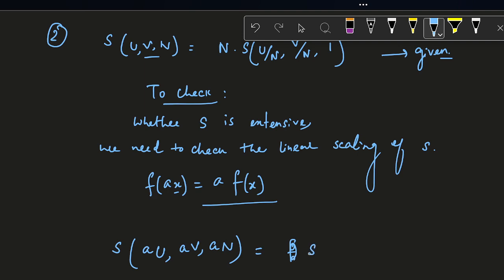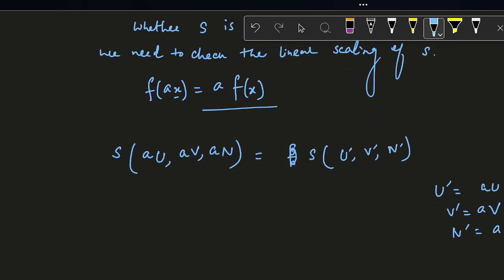Now you can define these new variables as u prime, v prime, and n prime, so that u prime is nothing but a times u, v prime is a times v, and n prime is a times n. Here a is your scaling factor which will decide the extensivity of the function. Now, as you have known, this quantity s of u v n can be written as n times s of u by n, v by n, 1.